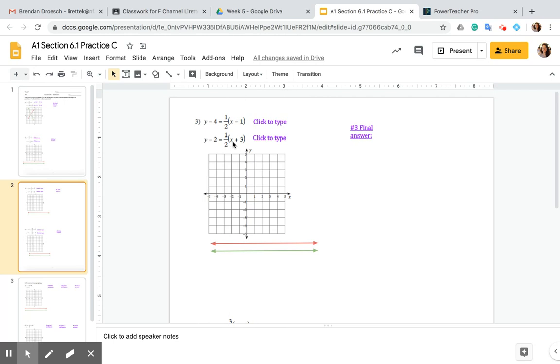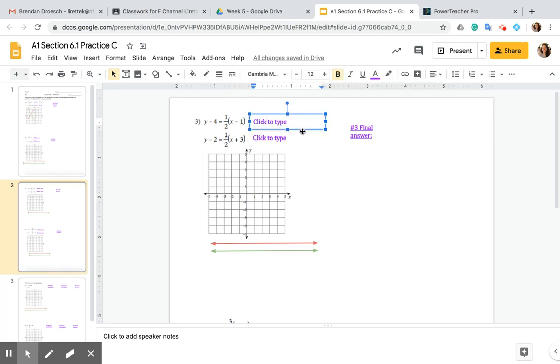Okay, so looking at these equations, it's in a different format. It's the one with the parentheses. So these are in point-slope form. When we are graphing an equation in point-slope form, we'll start off the same way by identifying the slope.